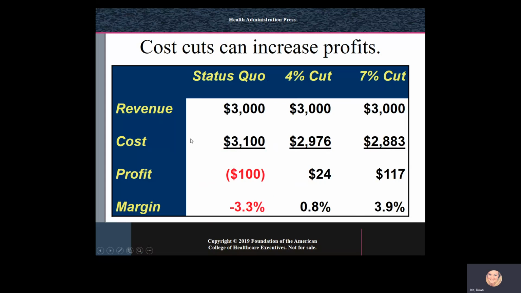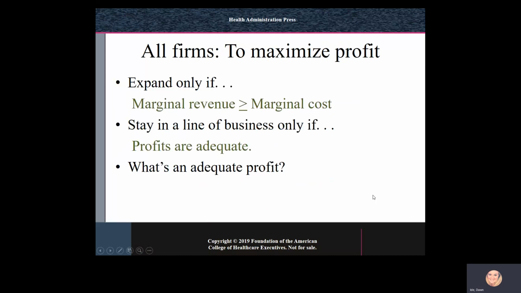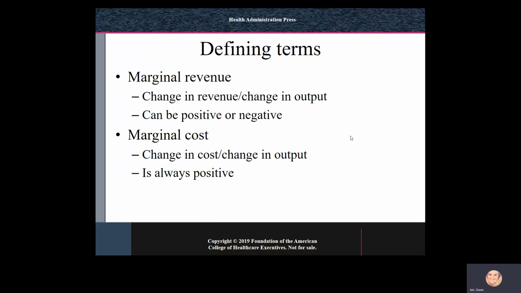So as you can see, this is really fancy, it looks like a chart, but all we did was cut the cost. We cut it by 4% and then we cut it by 7% in order to make money. So again, all firms need to maximize their profit. So we expand our business only if our marginal revenue is greater than or equal to our marginal costs. Stay in a line of business only if profits are adequate. Adequate, meaning we're not totally losing out.